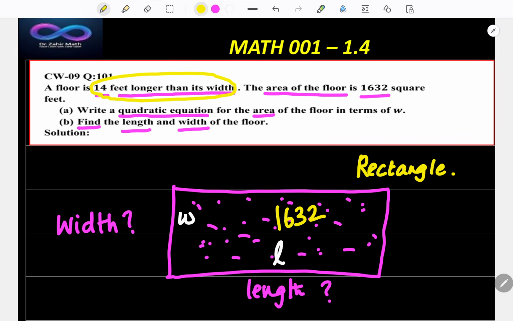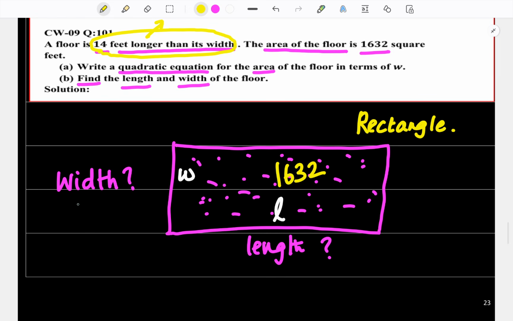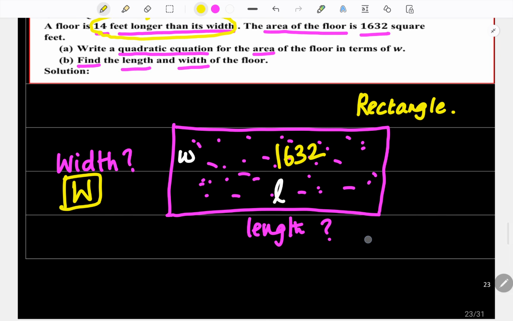The floor is 14 feet longer than the width. Longer means bigger, you just keep that in your mind. So if I say width is W, the floor is 14 feet longer. It means you're going to say W plus 14. Clear? Very simple.